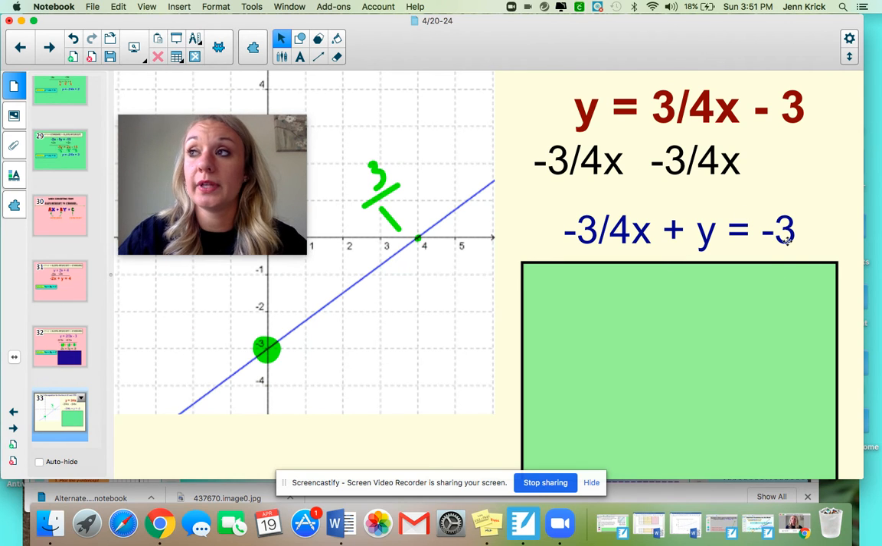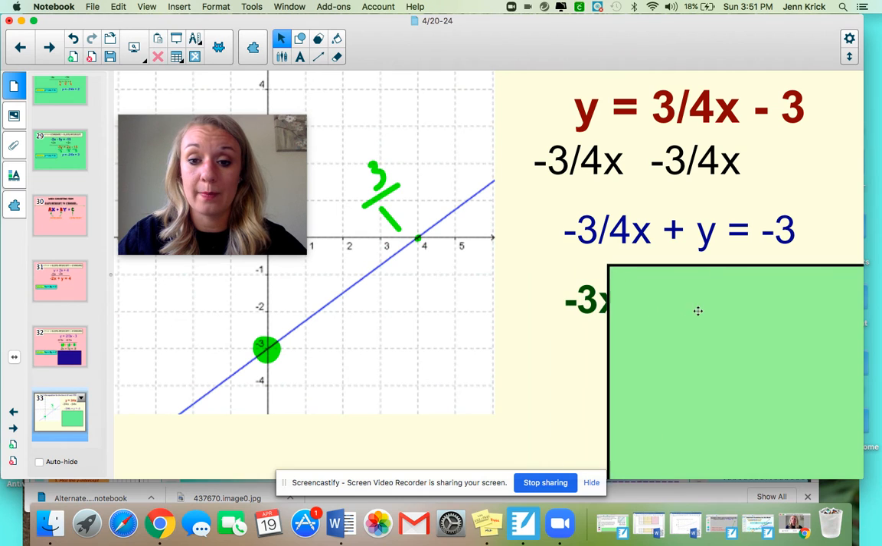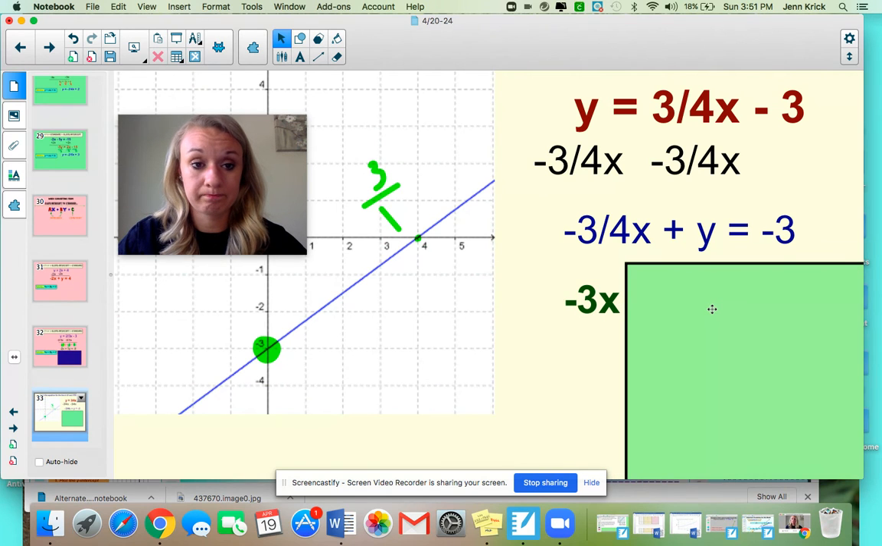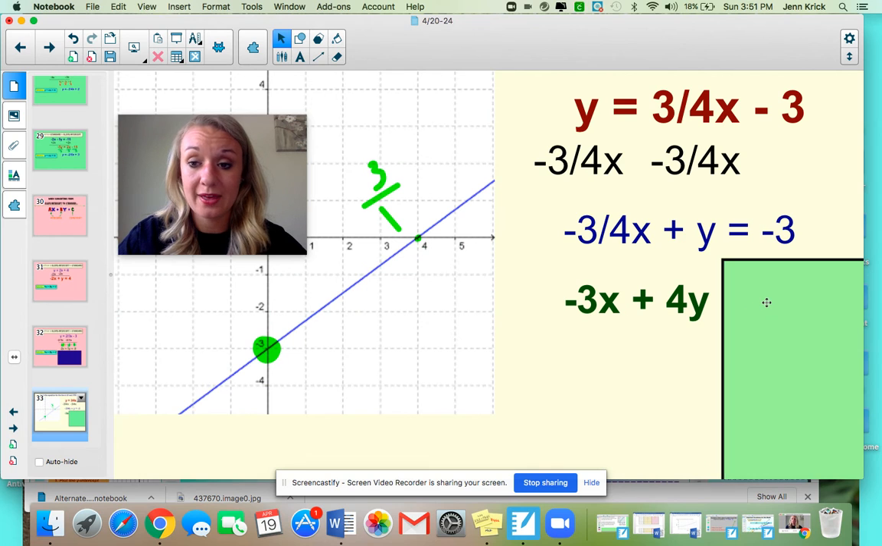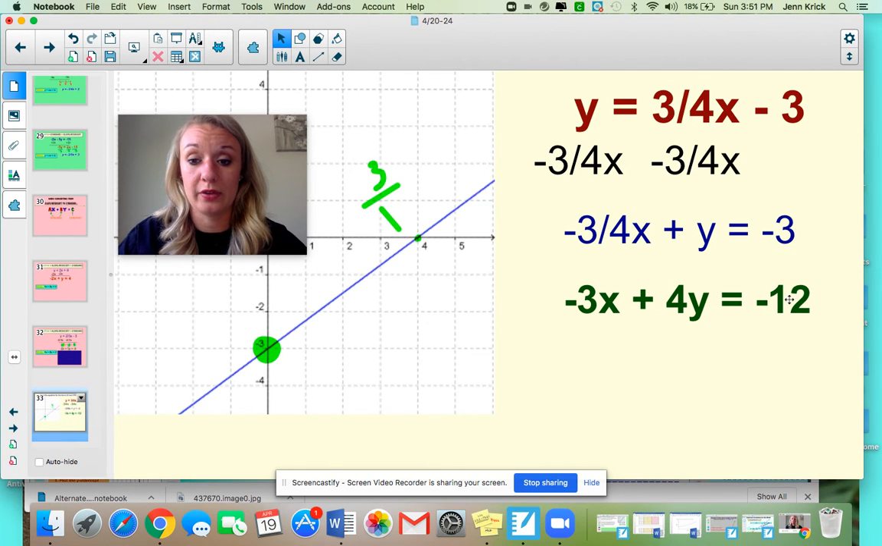For those of you who are like, oh, good job, we're done. No, we're not. We cannot have a fraction here. If you see a fraction, you can multiply every single piece by the denominator to clear it out. Now, when you multiply negative 3/4 times 4, that would just give you negative 3x right here. If we do 4 times y, that's going to give us 4y. And then negative 3 times 4 will give us negative 12.